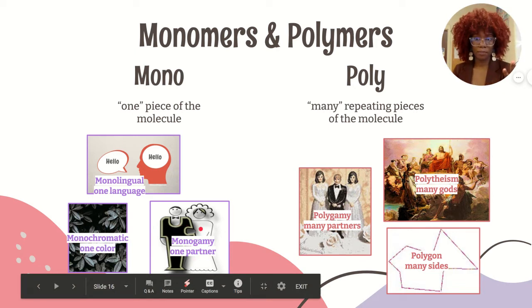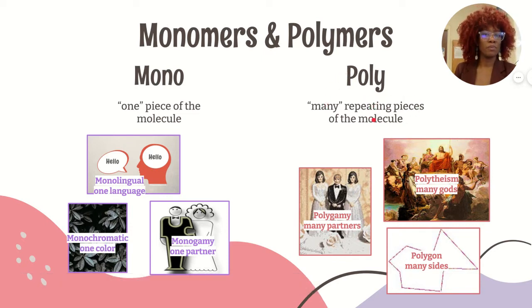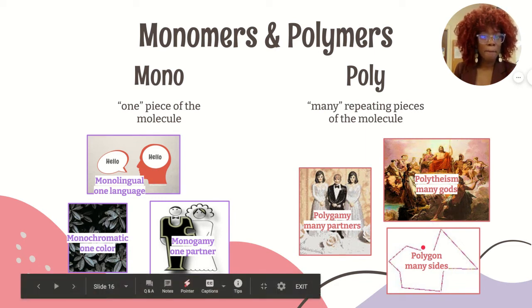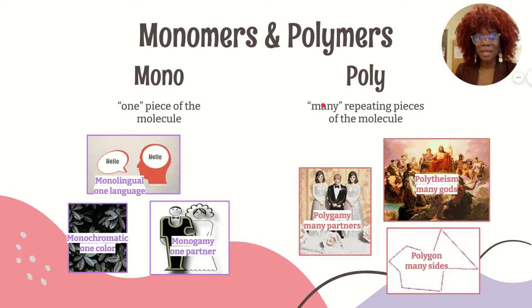That's different from poly. Poly means that there are many repeating pieces of a molecule. Polygamy means many partners. Polytheism is a belief in many gods, such as the Greek gods. A polygon is a shape that has many sides. So again, mono means one, poly means many. If I'm asking you about a monomer, that's going to be one piece. And if I ask you about the polymer, that's going to be multiple pieces.